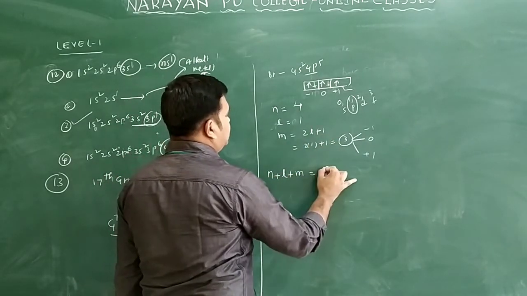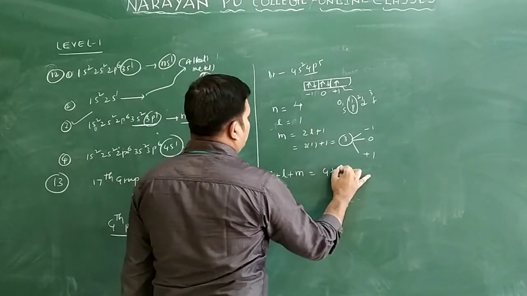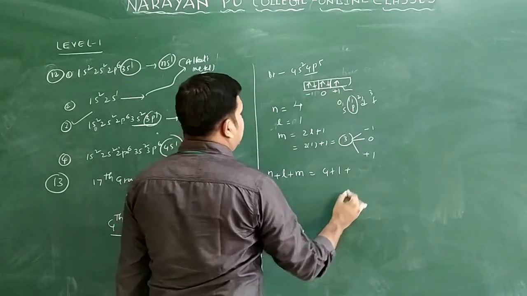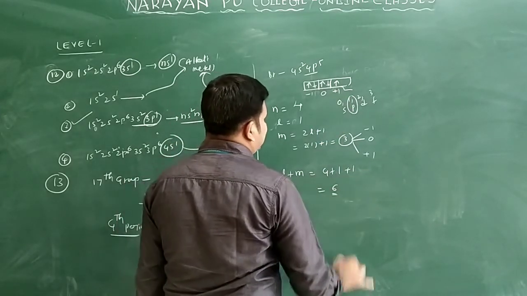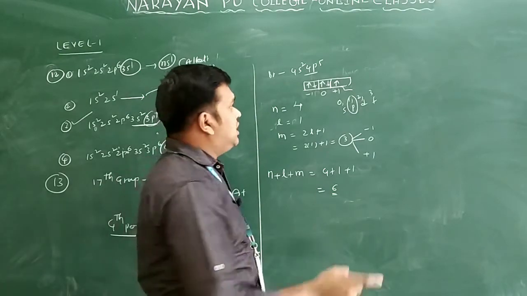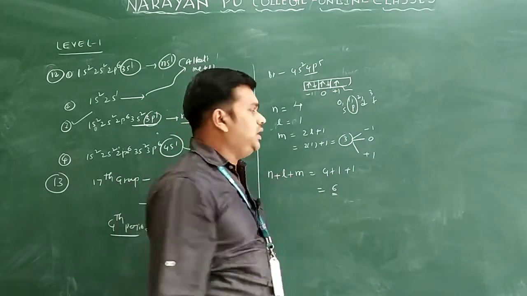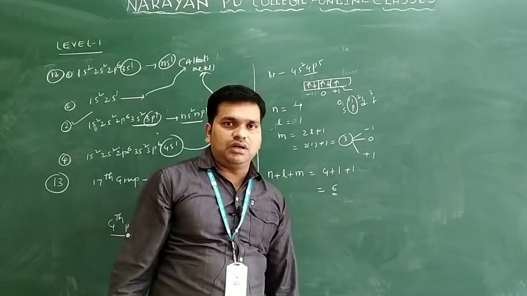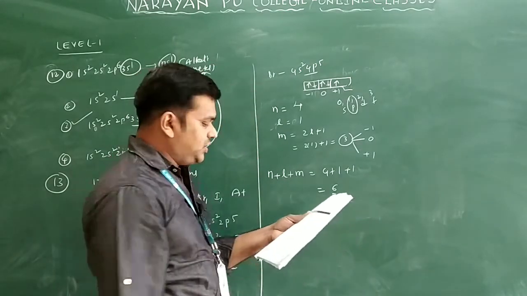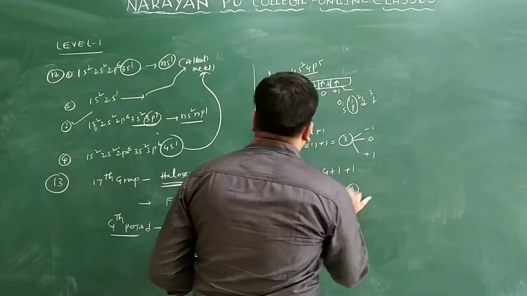What is the n value? 4. And the L value? 1. So total you will get 6. They ask about the last electron. This is the last electron, and its m value is plus 1. So altogether you will get plus 6 only. So the option for this question is option 3 only.